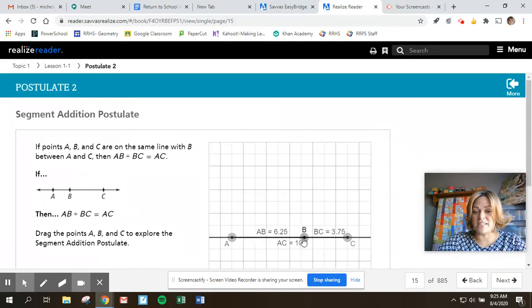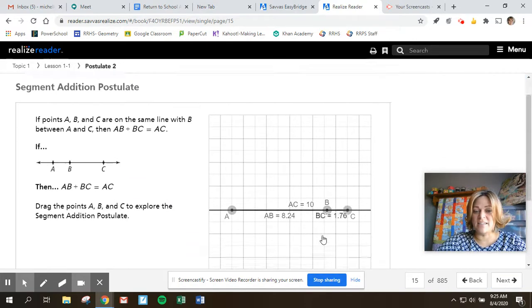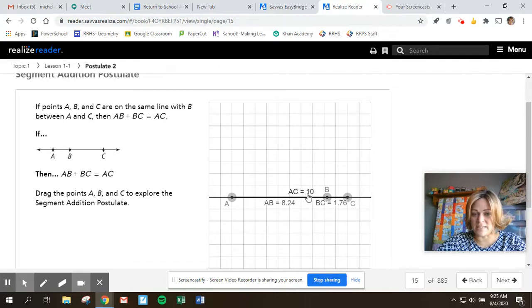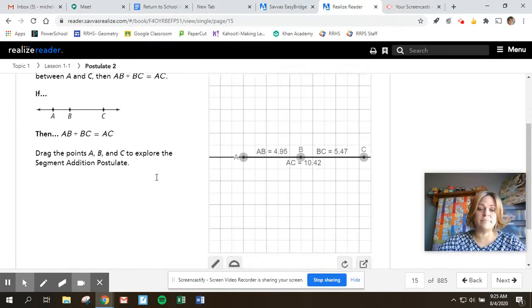Now, if I adjust this, I can still see the total is 10, but I'm just changing where B is located. You can also manipulate these, which is amazing. I love this program. Let's say AC is 11.42. If I move B, it still stays 11.42. So feel free to manipulate these. These are very helpful visuals, and they come in more handy later on as well.